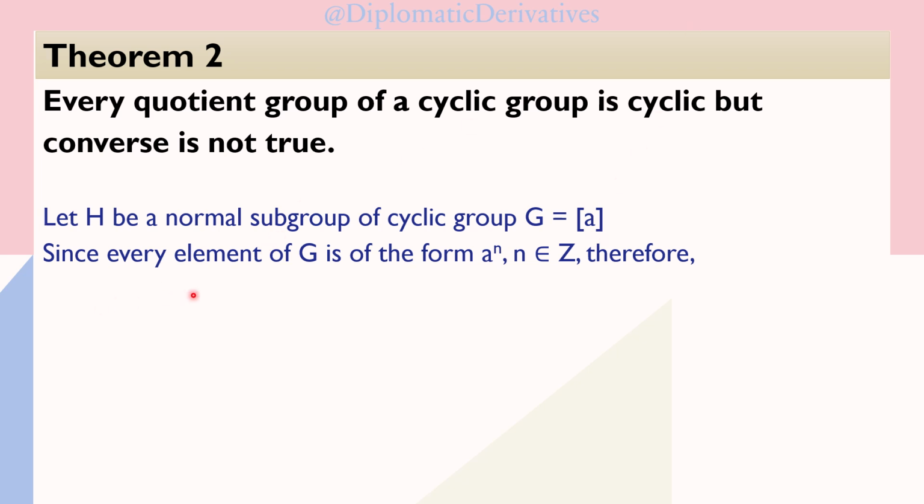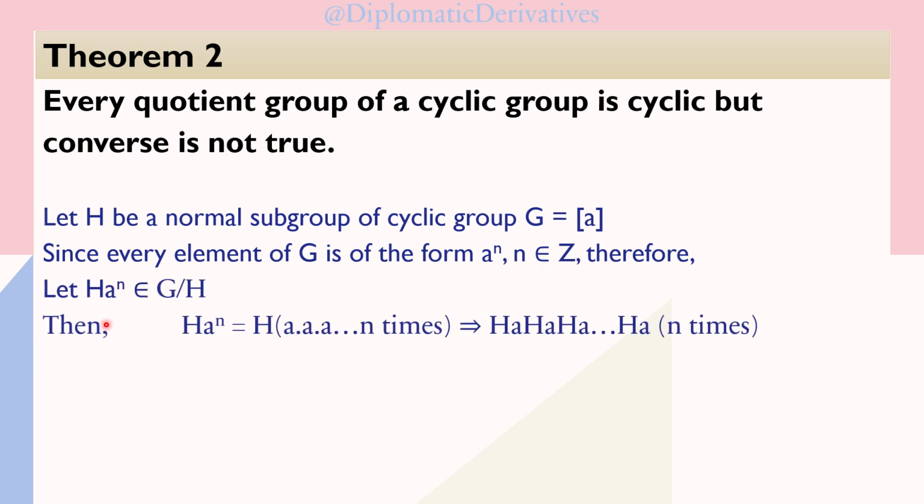Now, since every element of G is of the form a raised to n, because it's a cyclic group, so all elements are some power of a, since it's generated by a, and n is an element of Z. Therefore, Ha raised to n belongs to G by H. So with the normal subgroup H that we have here, we have to take all the elements of G and make the cosets. That will be part of the quotient group. So those will be Ha raised to n. So a raised to n could be a raised to 1, a raised to 2, and so on, all the elements of G. So the coset will be H with a raised to n, and that will belong to G over H, since it's a coset.